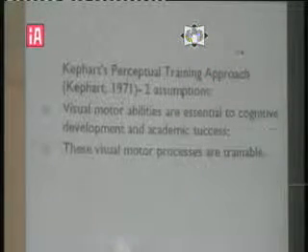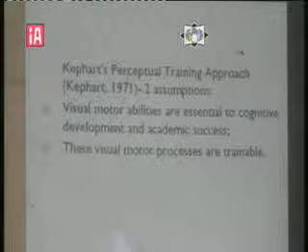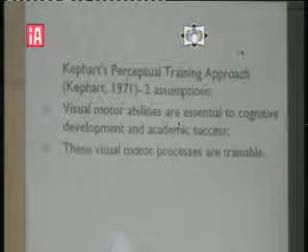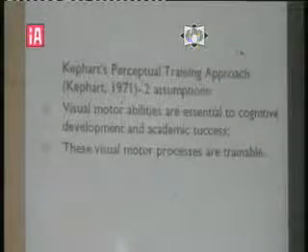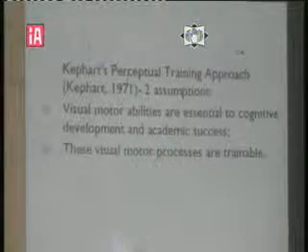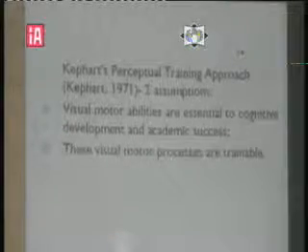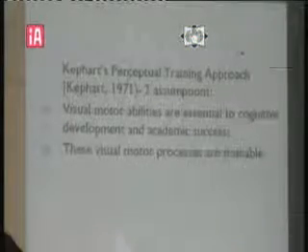These visual motor processes are trainable. You can actually train them. That's when you have those reversals. Most of you will see this when you're working, isn't it? All these kinds of reversals, these are trainable. It's very trainable.